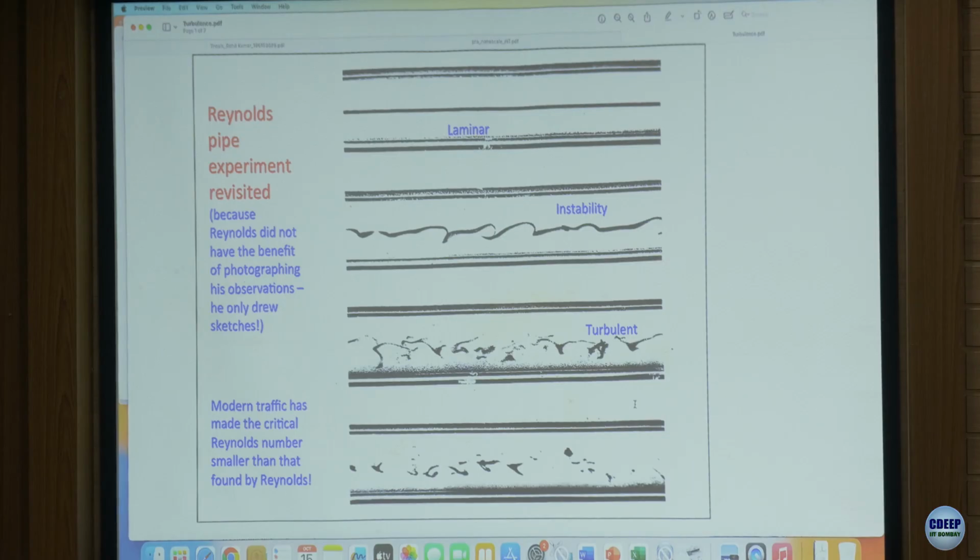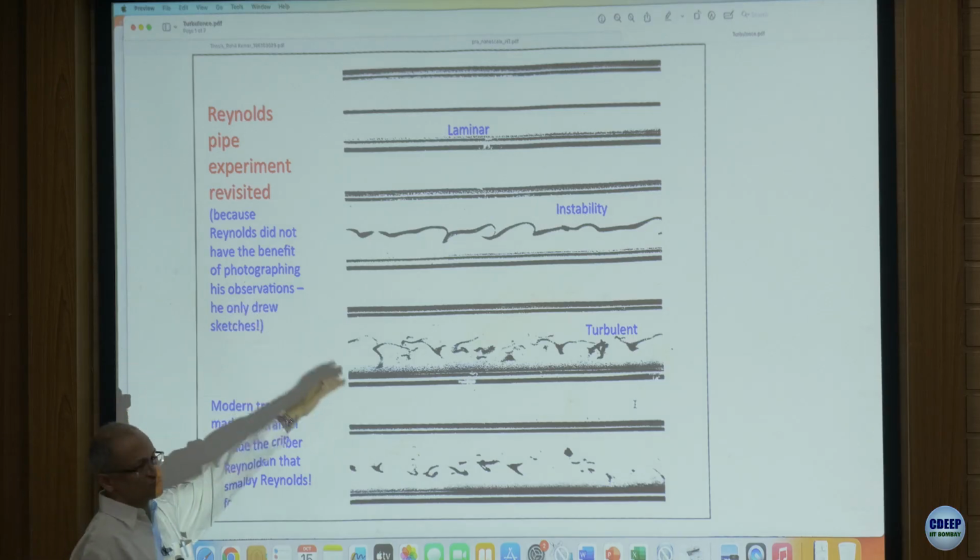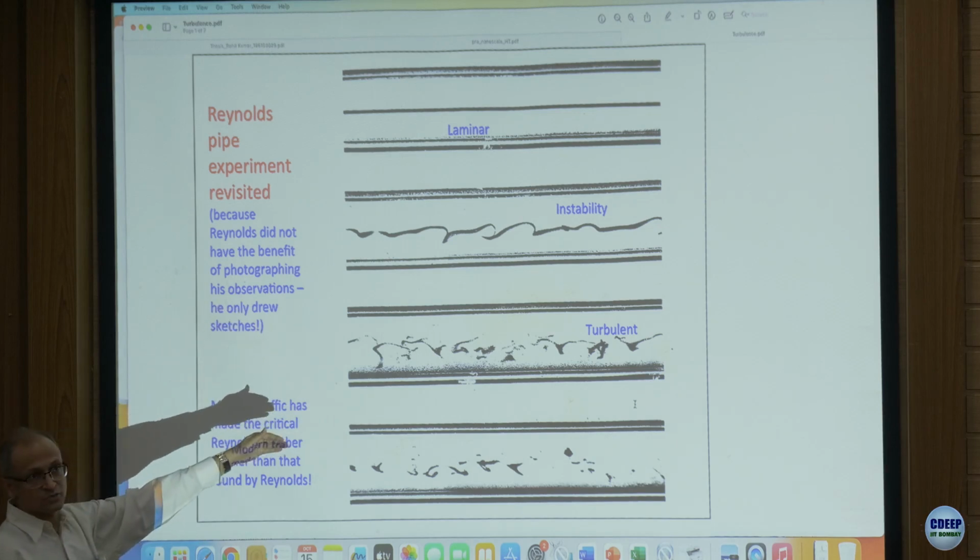But after that, how will two frequencies change into three, four, five, and multiple frequencies, and then merge? All that happens in a very short range of Reynolds number, which we cannot necessarily control very well. So you can very quickly see that transition happening from this instability to a turbulent flow.